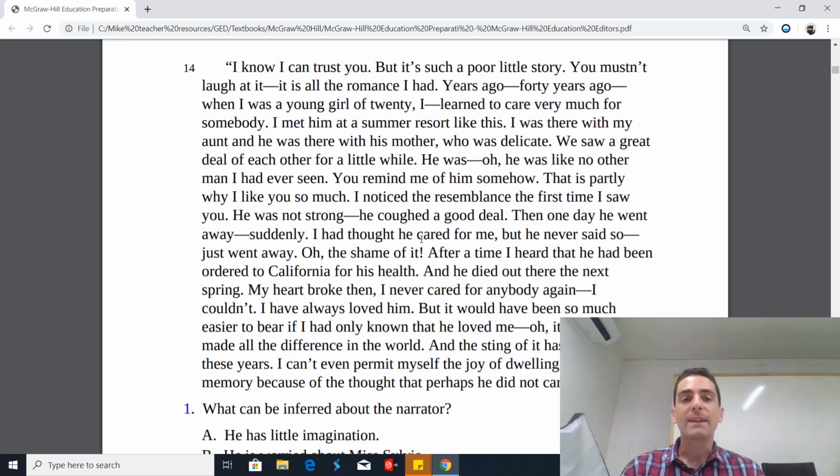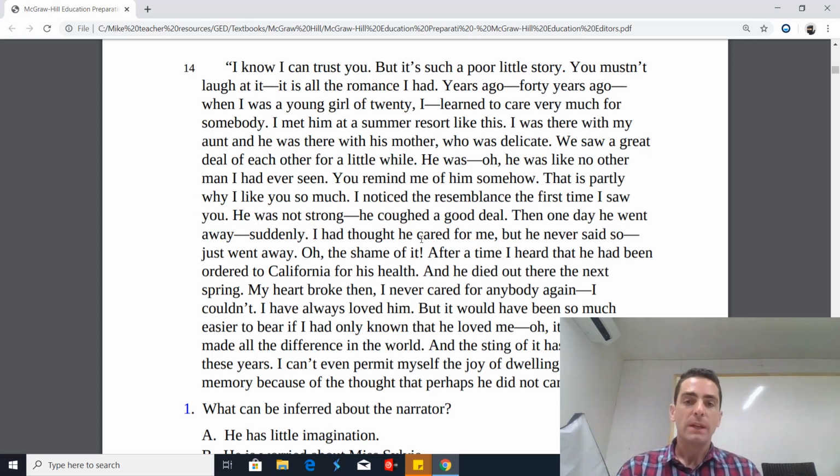I was there with my aunt, and he was there with his mother, who was delicate. We saw a great deal of each other for a little while. He was like no other man I've ever met. You remind me of him somehow. That is partly why I like you so much. I noticed the resemblance the first time I saw you.